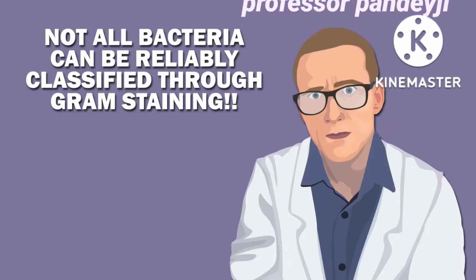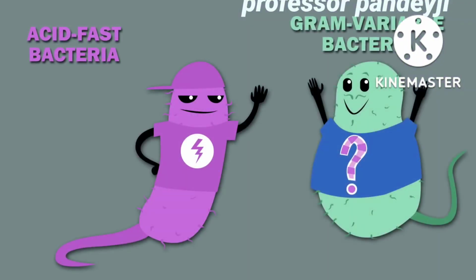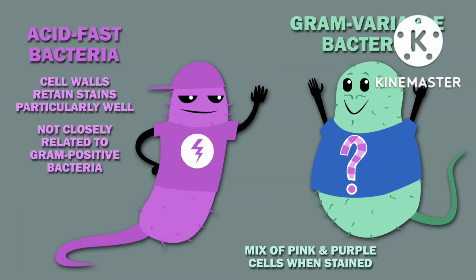Not all bacteria can be reliably classified through Gram staining. Acid-fast bacteria and gram-variable bacteria, for example, do not respond to Gram staining. Acid-fast bacteria are bacteria whose cell walls retain stains particularly well. Although they aren't closely related to gram-positive bacteria, they can appear purple after the Gram stain test. Gram-variable bacteria show a mix of pink and purple cells when stained.